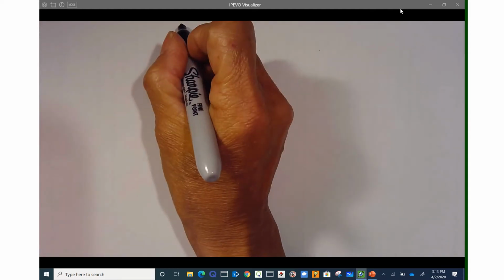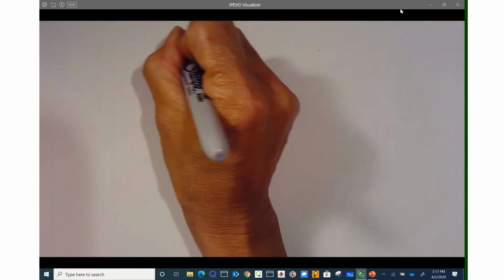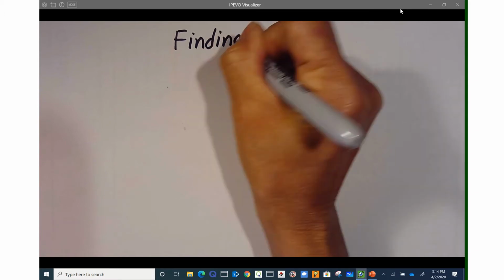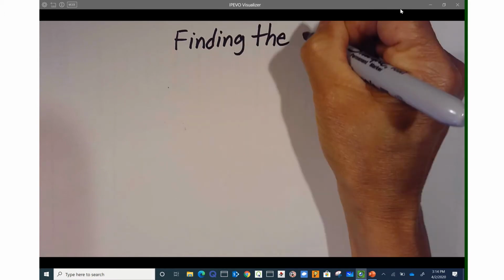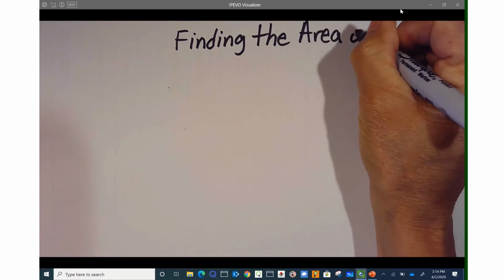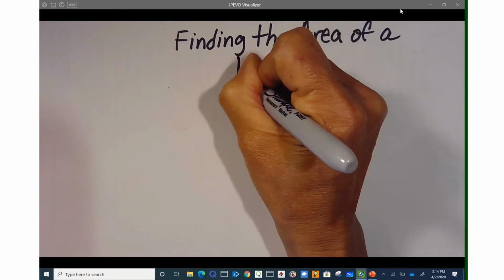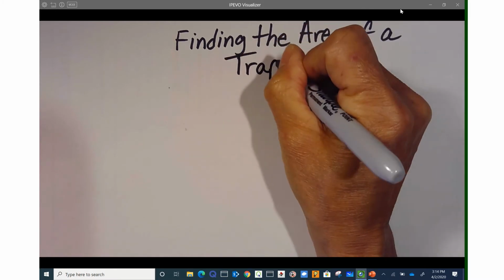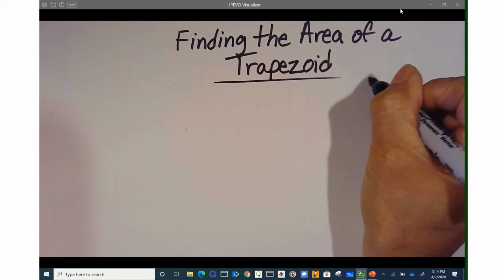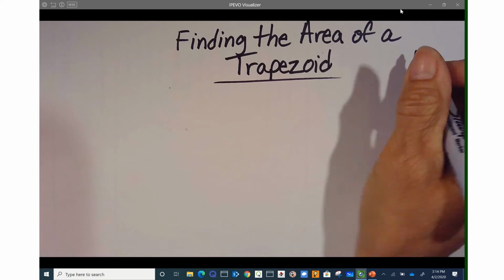Okay, students, this lesson is on finding the area of a trapezoid. Finding the area of a trapezoid. All right, so now what I'm going to do first is draw a trapezoid over here.